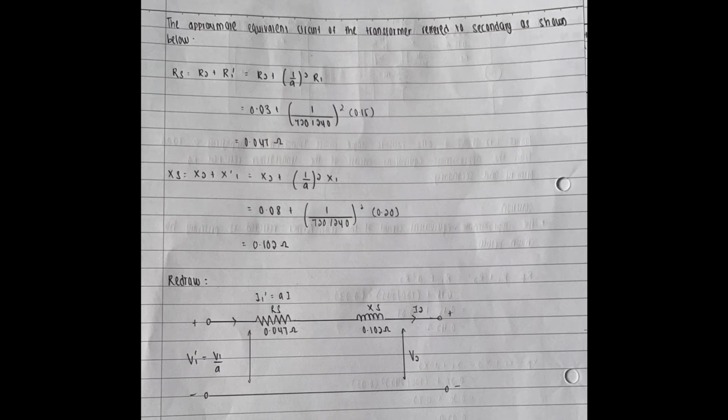And then we find the Xs. So X2 plus X1 prime. So we get 0.08 plus 1 over (720/240) squared times X1, which is 0.20. So we get 0.102 ohm. Then we redraw the answer like before.